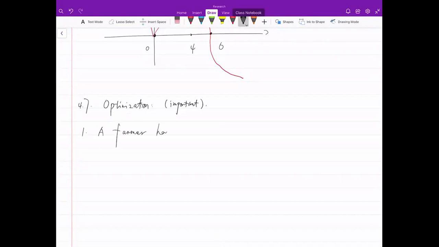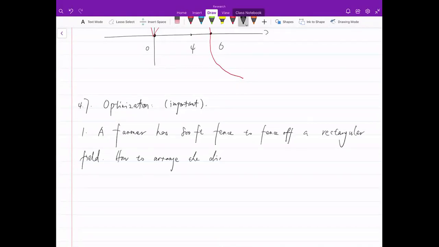A farmer has 800 feet fence to fence off a rectangular field. How to arrange the dimension to cover the biggest area?